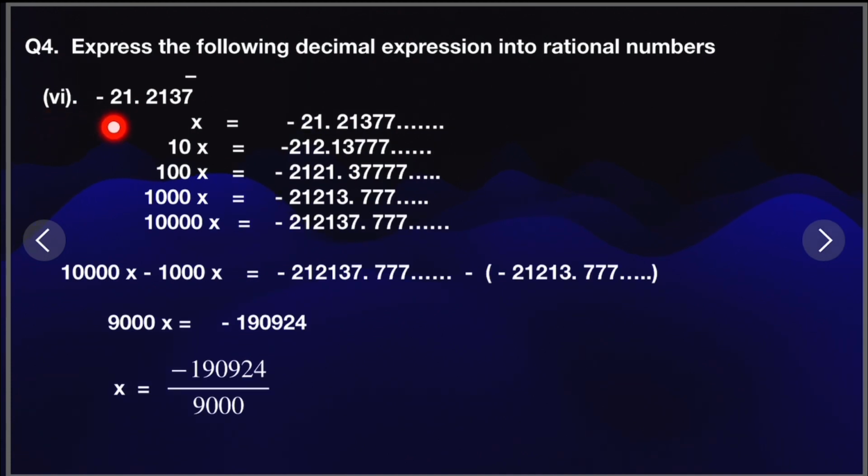6th sum, minus 21.2137 bar. So the bar is over only 7. So write down x like this. 10x, 100x, 1000x, 10,000x you write. And you can see that in the last two the decimal part is the same. So I am going to do 10,000x minus 1000x. If you do the subtraction, the decimal part will become 0 and you will be left with a number like this. So x is equal to minus 190924 upon 9000.